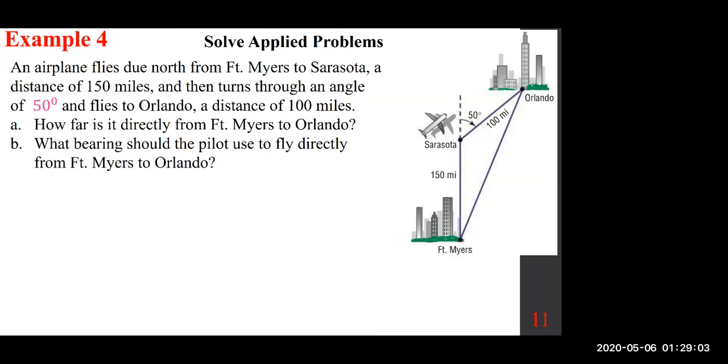All right. Could somebody read this one for us, please? An airplane flies due north from Fort Myers to Sarasota, a distance of 150 miles, and then turns through an angle of 50 degrees and flies to Orlando, a distance of 100 miles. A, how far is it directly from Fort Myers to Orlando? B, what bearing should the pilot use to fly directly from Fort Myers to Orlando? Thanks, Eric. Okay.